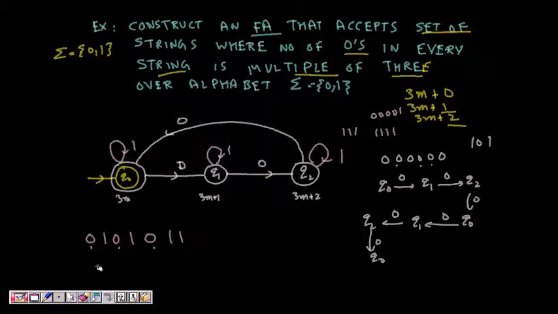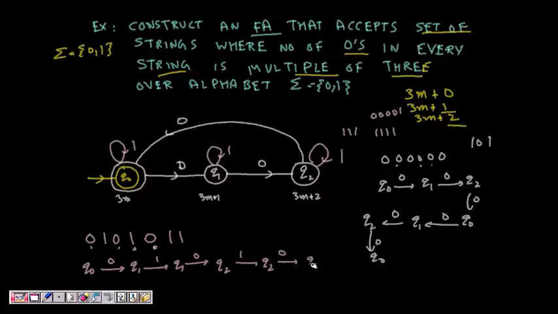I start from here, 0. On seeing a 0, I go from Q0 to Q1. I see a 1, I remain in Q1. I see a 0, I go to Q2. I see a 1, I remain in Q2. I see a 0, I go to Q0. I see a 1, I remain in Q0. I see a 1, I remain in Q0. And Q0 is my final, accepting state. So this string is accepted.